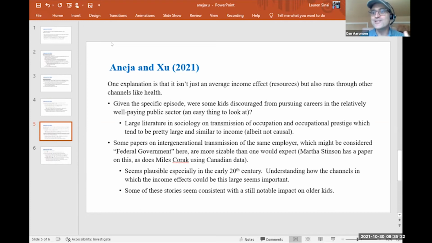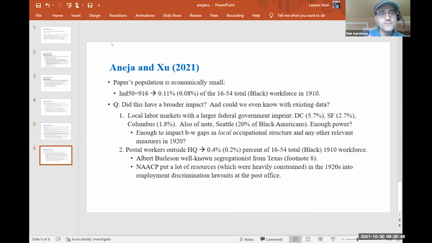What I'm trying to point out is that this is a channel that might have gotten shut down, even among the older kids, and that could have led to really big effects. And I think these are all important things that you can actually measure in your data. Okay, I've got one more minute, so let me make one more point, which is that the population being studied here is really tiny. Industry 1950 code 916, which is federal government, is about a tenth of a percentage point of the 16 to 54 workforce in 1910.